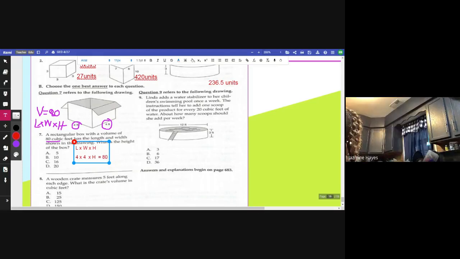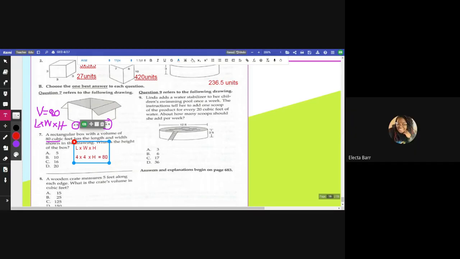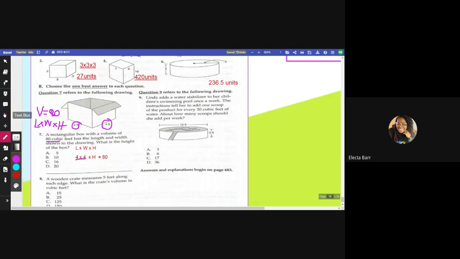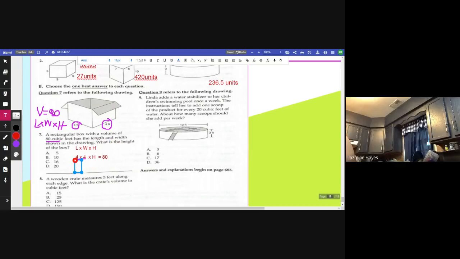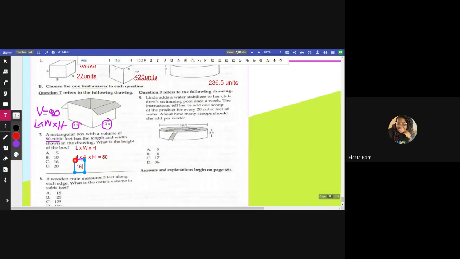All right. So what I can do first is look and see what I can automatically multiply. I know I can quickly multiply the 4 times 4, right? So that's going to give me 16 times h, which is equal to 80. Okay, just so far.